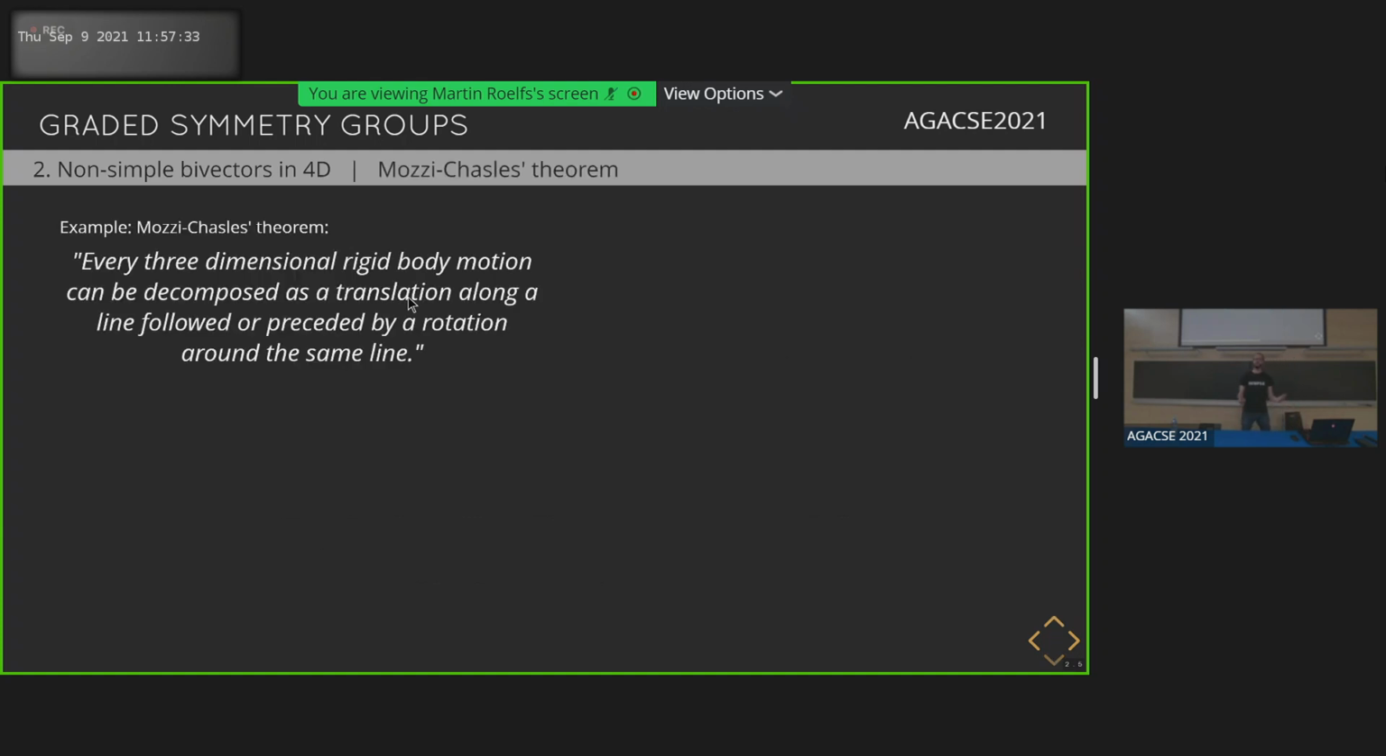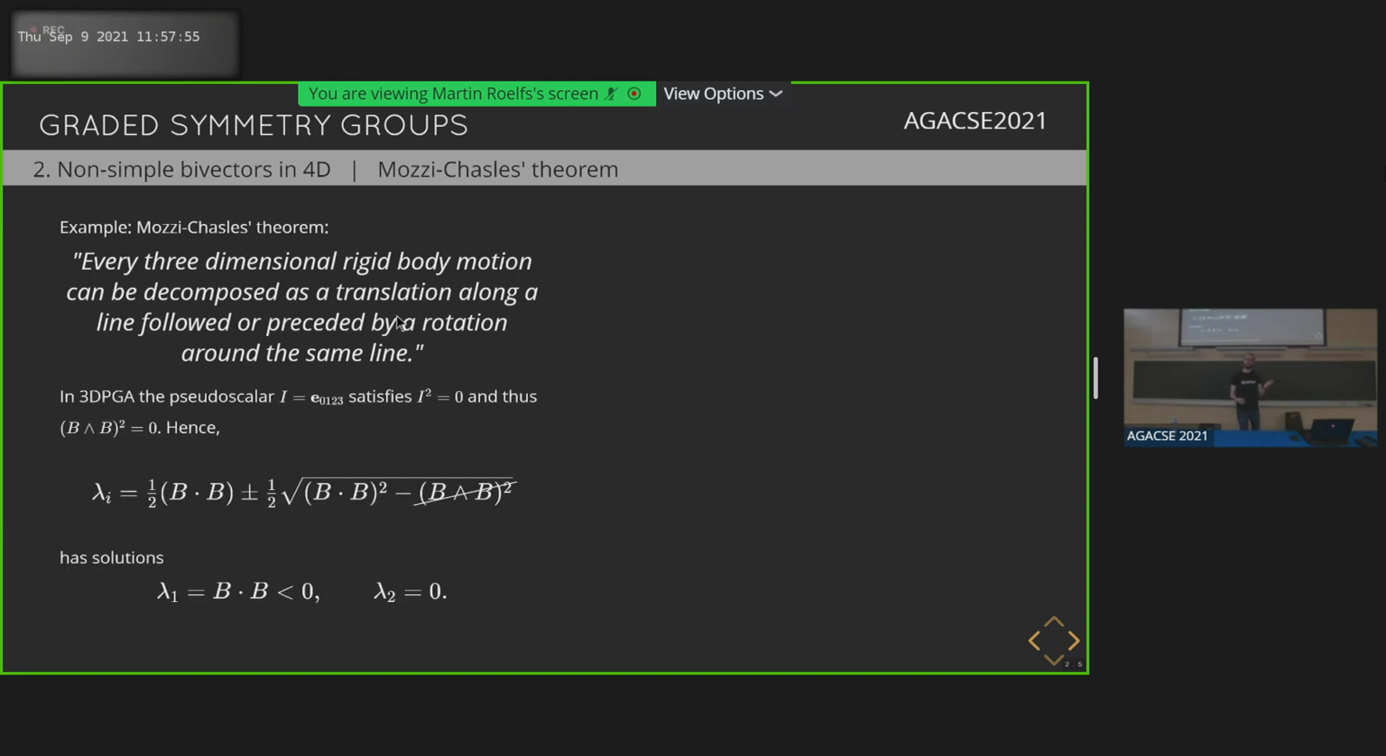So just to give you an example, and that relates back to the talk that Steven gave on 3D PGA, the famous Mozzi-Chasles theorem: every three-dimensional rigid body motion can be decomposed as a translation along a line followed or preceded by a rotation around the same line.